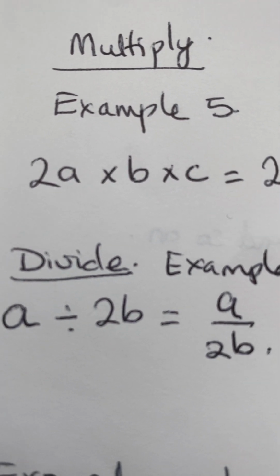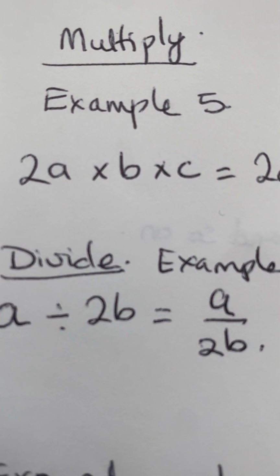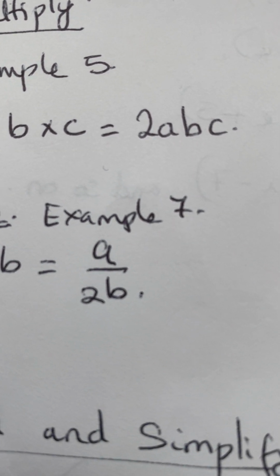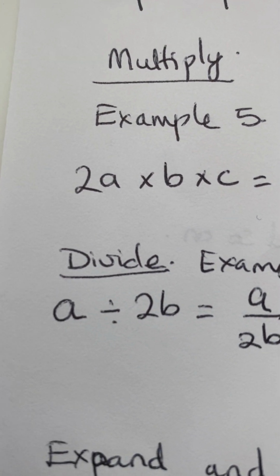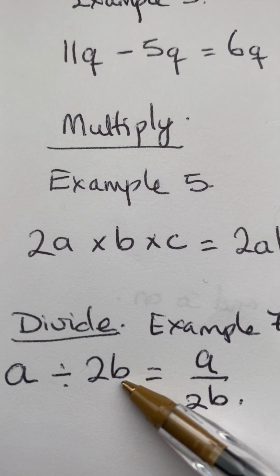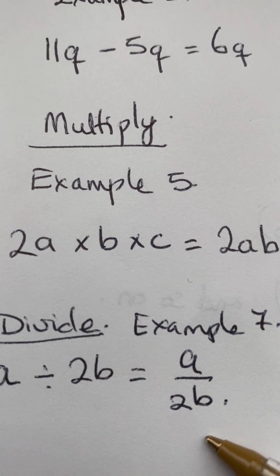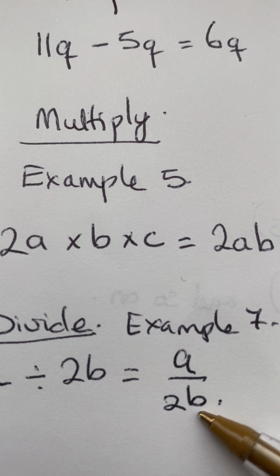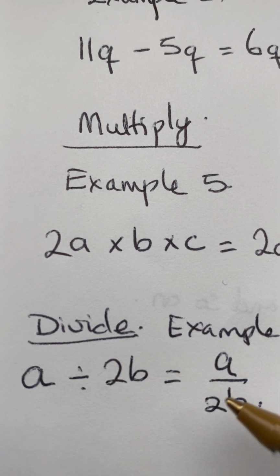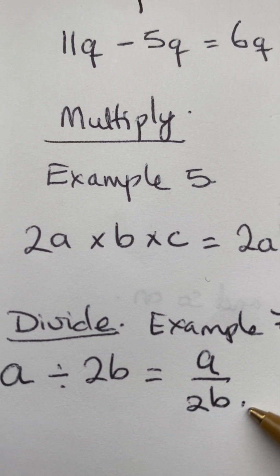Question 7, divide. So A divided by 2B will be A over 2B. So this can be written as this.